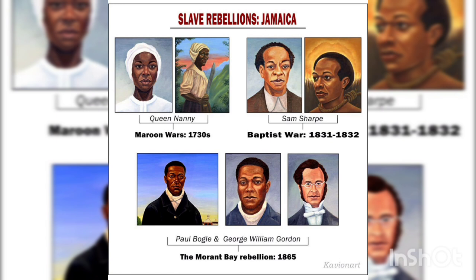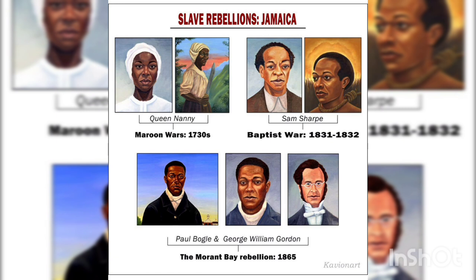3. The Baptist War, or Christmas Rebellion, occurred in 1831 to 1832 and mobilized around 60,000 enslaved individuals, marking it as the largest slave rebellion in the British Caribbean. Triggered by economic depression and rising tensions over the abolition of slavery, the rebellion was organized by Samuel "Daddy" Sharp. It began on Christmas Day with a strike for better conditions, escalating into violent resistance against plantation owners.